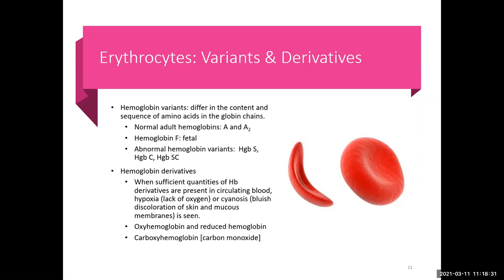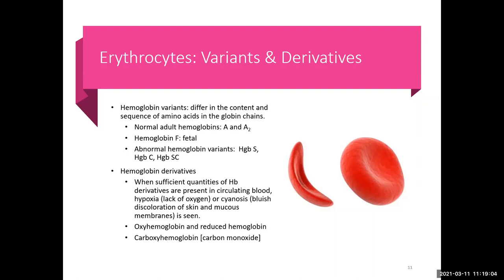The hemoglobin derivatives. When you have sufficient quantity of hemoglobin present within circulating blood, everything's fine. But if you have a lack of oxygen or a lack of hemoglobin, a sign of this can be cyanosis, which is the bluish discoloration of the skin and mucous membranes. So if somebody's lacking oxygen, you may start to see blue lips.